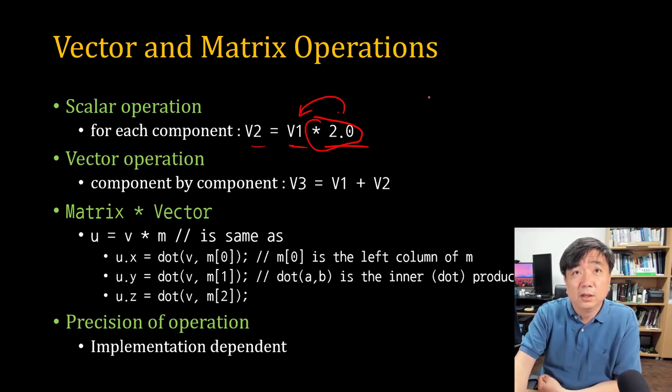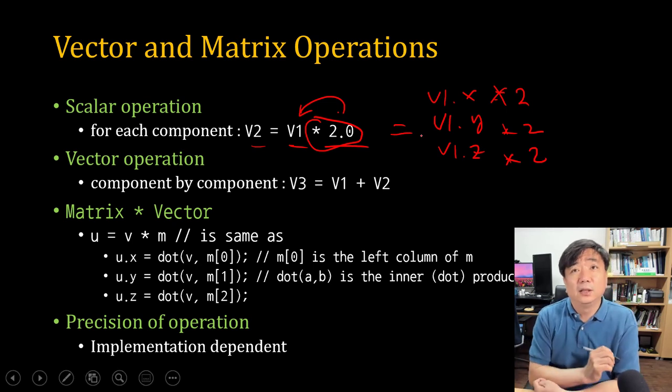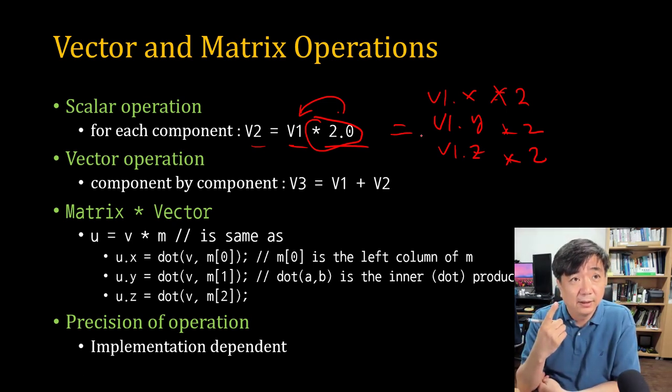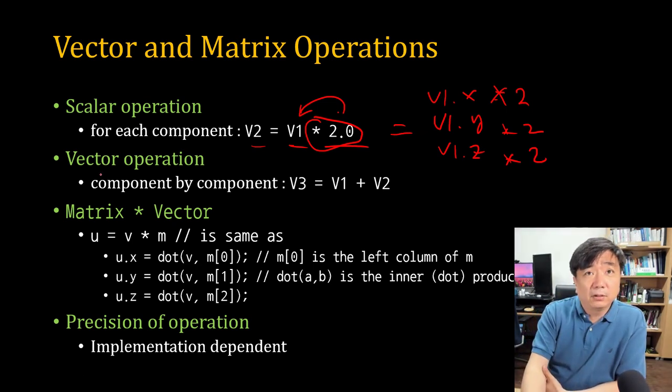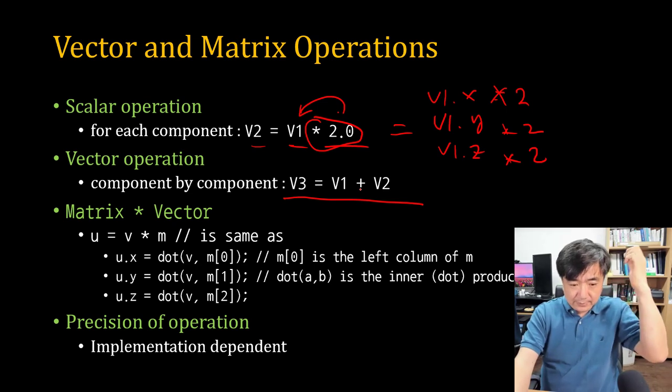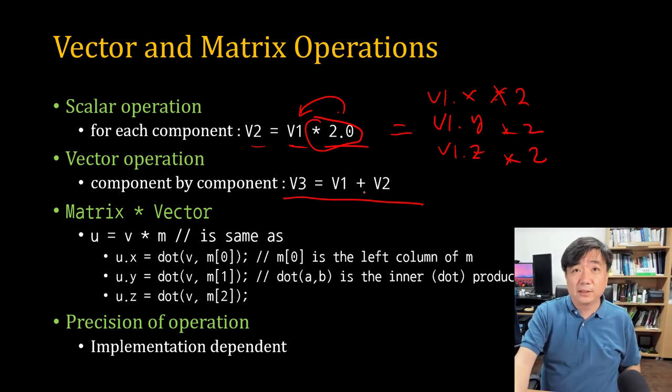For example, v1x, v1y, v1z is the same as multiply 2, multiply 2, multiply 2. It is the same as like this, okay, if it is the vector 3. In case of a vector operation with a vector, it is very much what we would expect, so we can predict it.